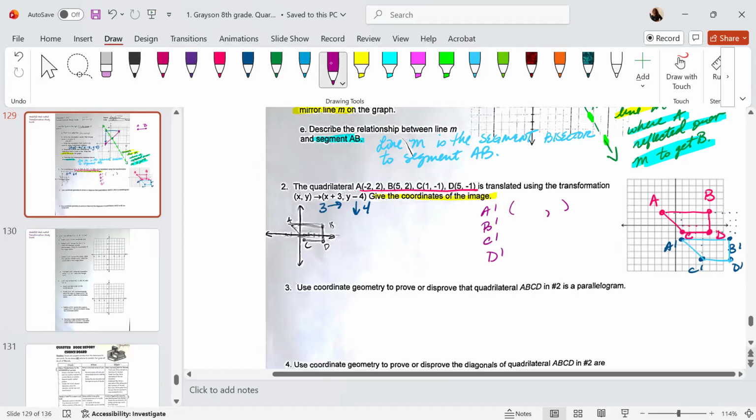Yeah. Now you could count it or you can just add it. So for this one, you're just gonna add a 3 and a minus a 4 to each of the coordinates. Do you see that? Yeah. 3 minus 2 is a 1. -4 plus 2 is a -2, correct? Yeah. The same thing, plus 3 minus 4. B prime is 8, -2. Do you agree? Yeah. What's C?